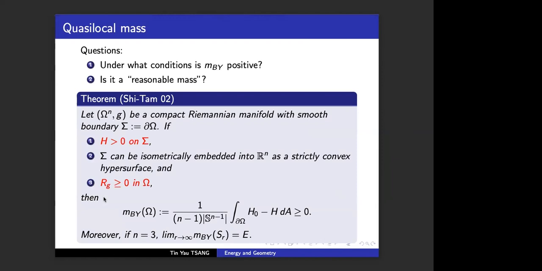So for example, I have to mention the result by Shi and Tam. The mean curvature is positive on the boundary, within which the scalar curvature is non-negative. Of course, to make sure the boundary makes sense, we have to say that sigma can be isometrically embedded into Euclidean space. Then we can define the boundary mass. And if it's a strictly convex hypersurface, then we can use the Bartnik-Shi-Tam construction to show that it is non-negative. In particular, if the dimension is three, one can show that the boundary mass of the coordinate sphere is bounded by the ADM energy. Okay, so this is the part.